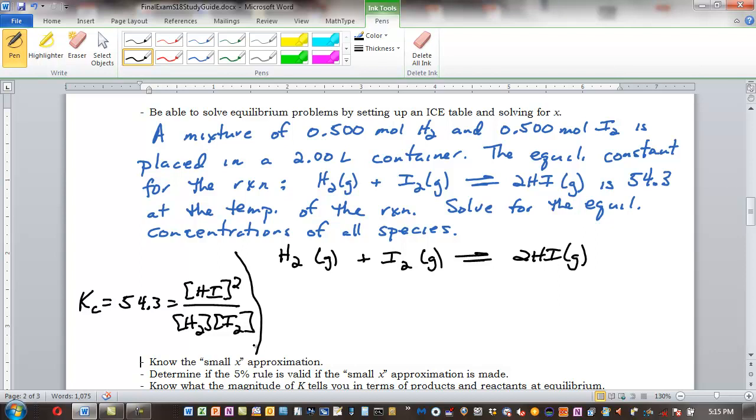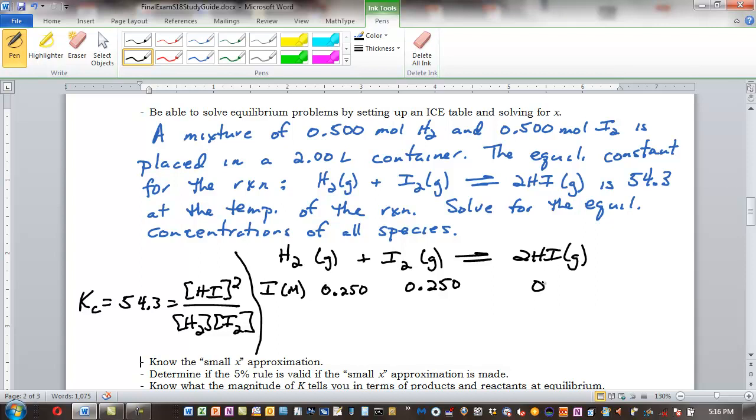All right, what else do we need to do? Write down the initial concentration. So we do need to set up our ice table. We have 0.5 moles of hydrogen and iodine in a 2-liter container. We need this in molarity, so moles divided by liters. We find 0.25 molar for both hydrogen and iodine. What about hydrogen iodide, the product? 0. So it's just saying we're starting with reactant.